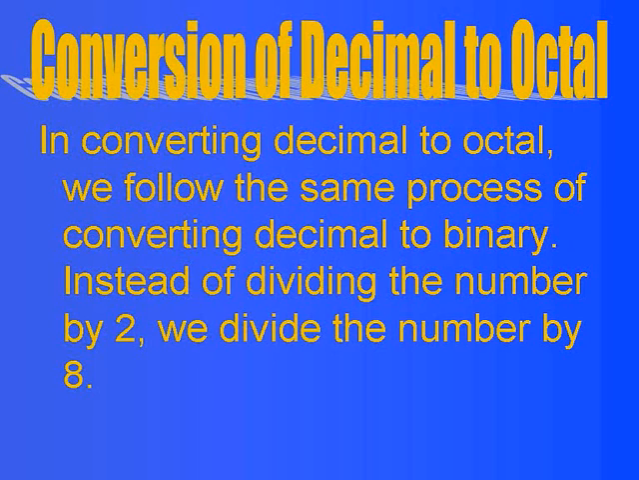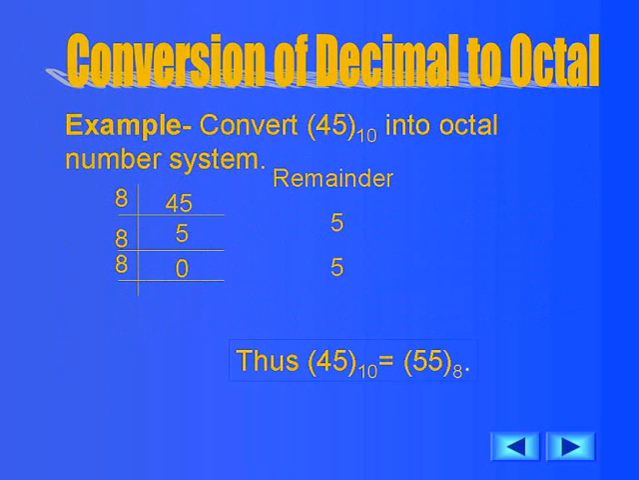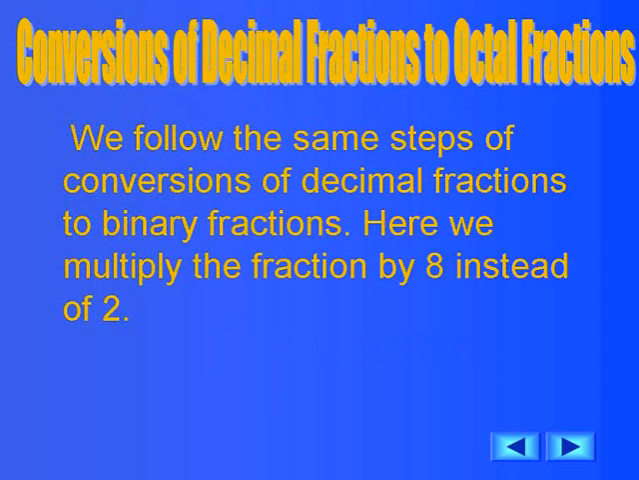Conversion of decimal to octal. In converting decimal to octal, we follow the same steps. Here, instead of dividing the number by 2, we divide the number by 8. So to convert 45 into octal, we divide 45 by 8. We get 5 as the quotient, 5 as the remainder. Divide 5 by 8, we get 0 as the quotient and 5 as the remainder. Thus the octal number is 55.